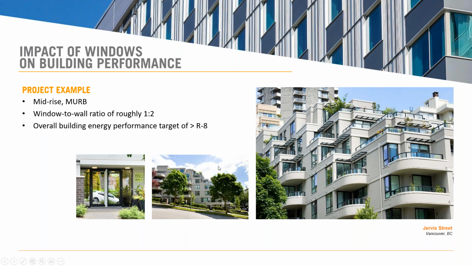So I'm going to illustrate the impact of windows on this kind of an approach just by doing a quick demo on our website. So I'll hop out of the presentation. We're going to use a mid-rise building as our example, and to put this in perspective, for our current building codes for most parts of BC, an energy modeler will tell you to target R8 or greater for your effective R value if you want to have a chance of meeting the currently modern code. So let's start with a window to wall ratio of about 1 to 2 and get going into the calculator.